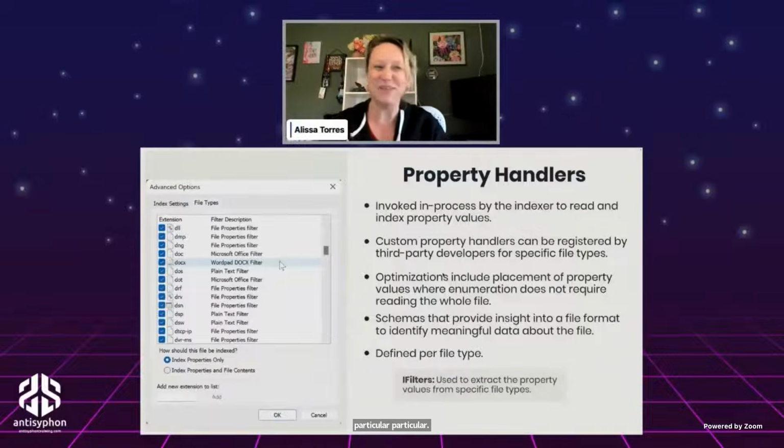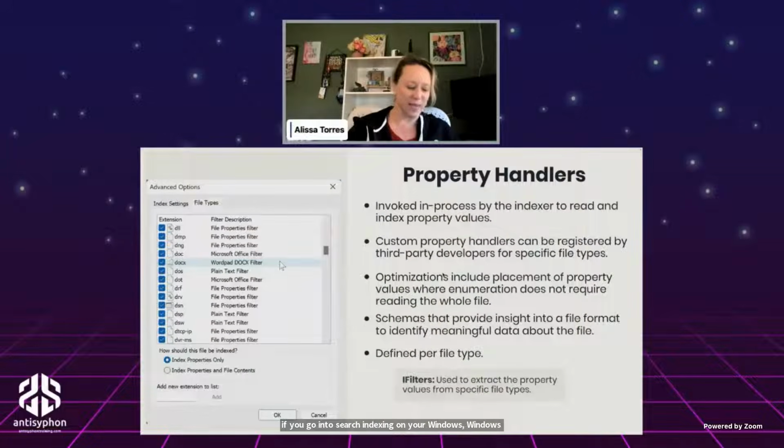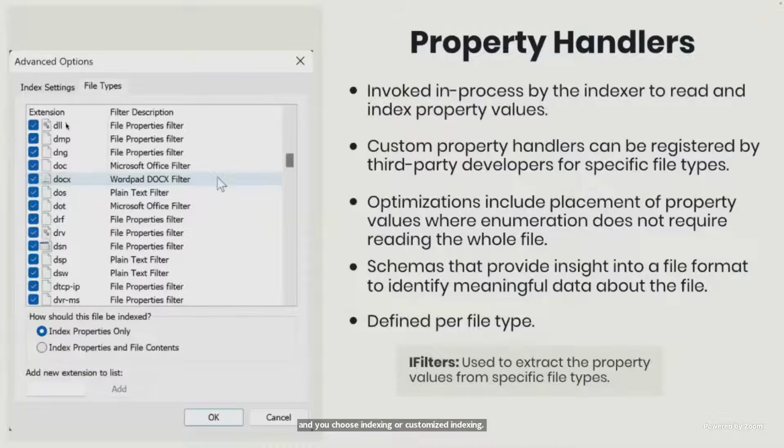And if you go into search indexing on your Windows machine, control panel, say, dialog box will pop up and you choose indexing or customize indexing. Advanced options is where you're going to see the screenshot that I have over here on the left. These are going to be unique. They're very specific to the extension. It is a Windows machine. So it's all about the extension and the associated filter for the interpretation of those file types. You'll see also there's an option here.